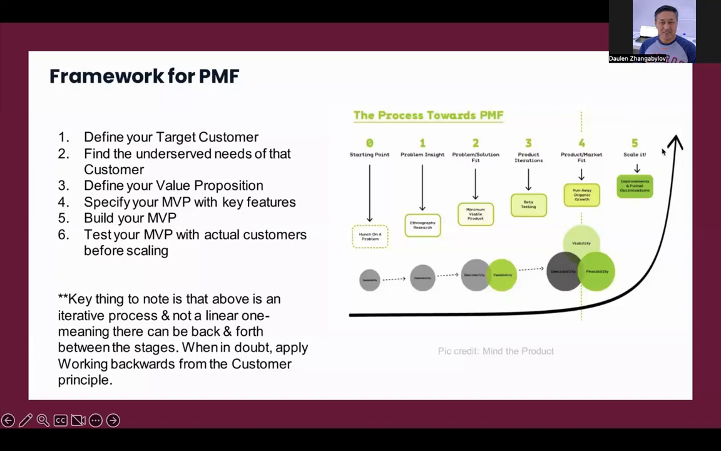Yeah, that's important. As you can see, stage 5, you scale it, but you don't scale it if you don't have product market fit. So a lot of companies fail because they immediately run for scaling without product market fit. And also, an important thing to know is that it is an iterative process. It's not a linear process. You go forward and go back. It's a very dynamic process.